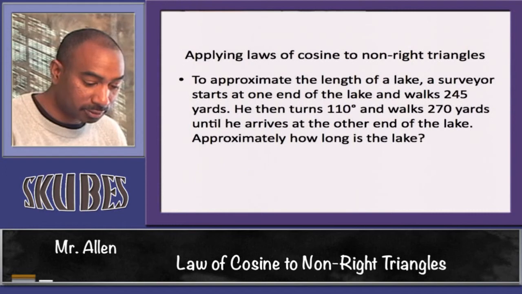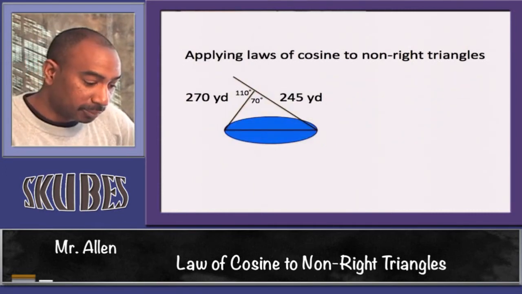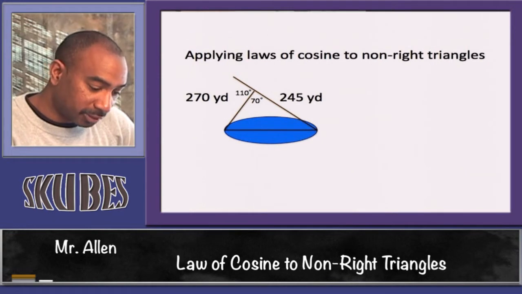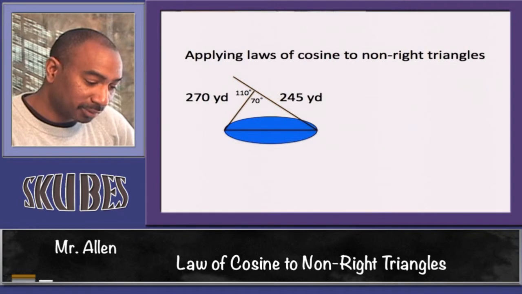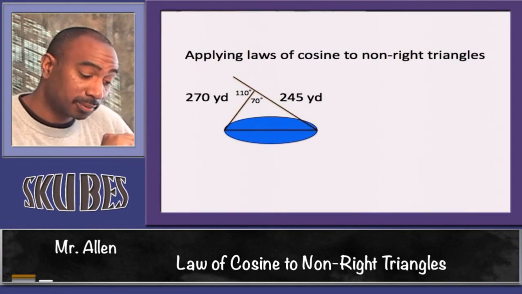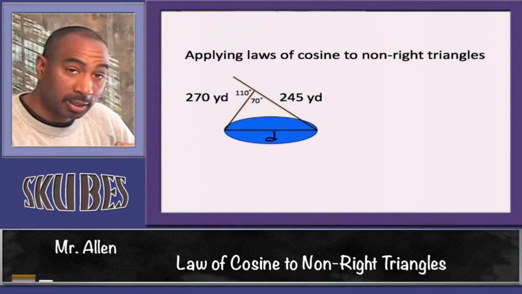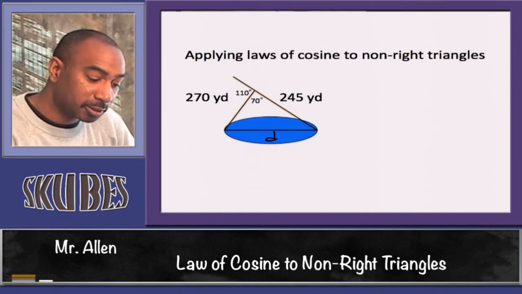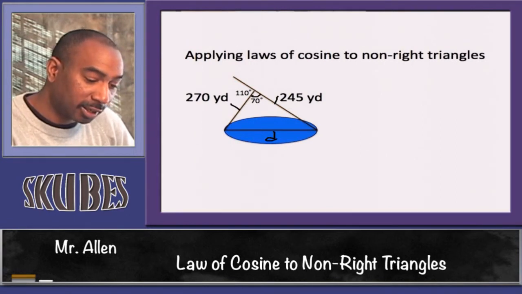It's good to have pictures in problems like these. So he goes from this end of the lake, 245 yards, turns and makes an angle of 110 and goes down 270 yards. And we want to know the distance across this lake. Again, we can use the law of cosines because we have a known side, a known angle, and another side. So we have side, angle, side.